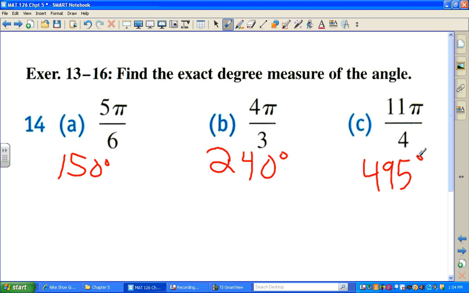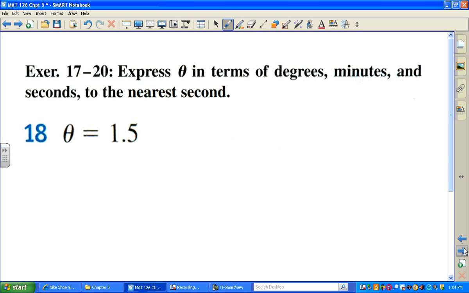495. You see that little symbol right there? That's Babylonian for degrees. Okay? All right. Express in terms.